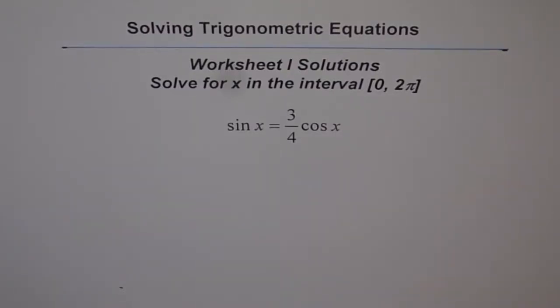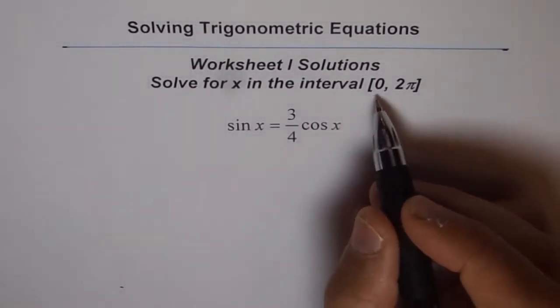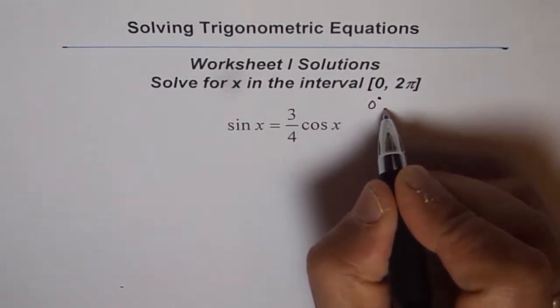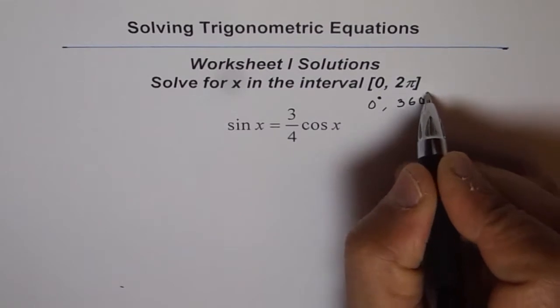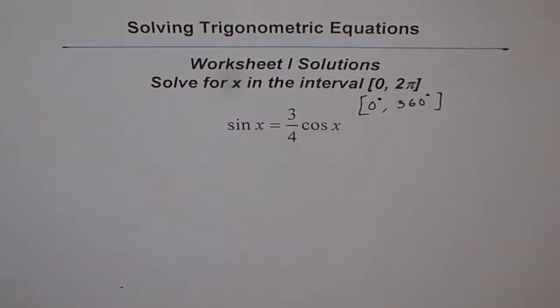Solving trigonometric equation, worksheet 1 solutions. Solve for x in the interval of 0 to 2 pi. Those of my students who are not doing radians can give answers in degrees from 0 degrees to 360 degrees, both included. So that's a change which I have done here, which is required. I should have done it right in the very beginning.